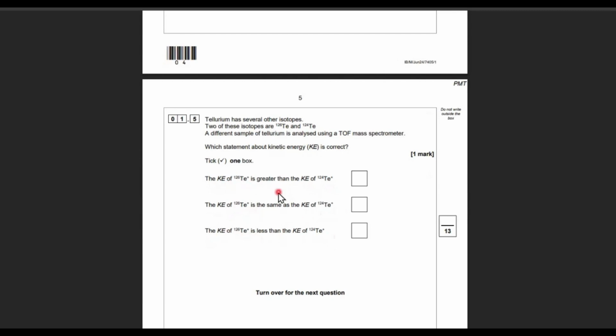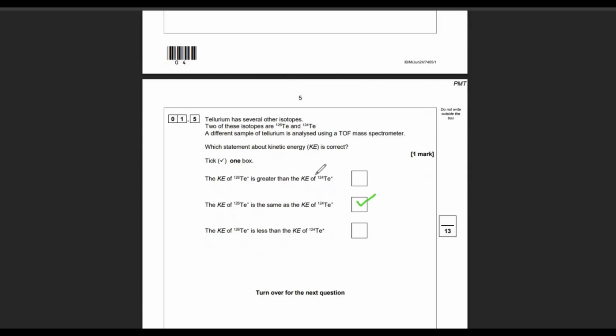Now, what we do know is that they are accelerated until they all have the same kinetic energy. And that's just one of the facts you have to know about time of flight mass spectrometry, regardless of the mass.